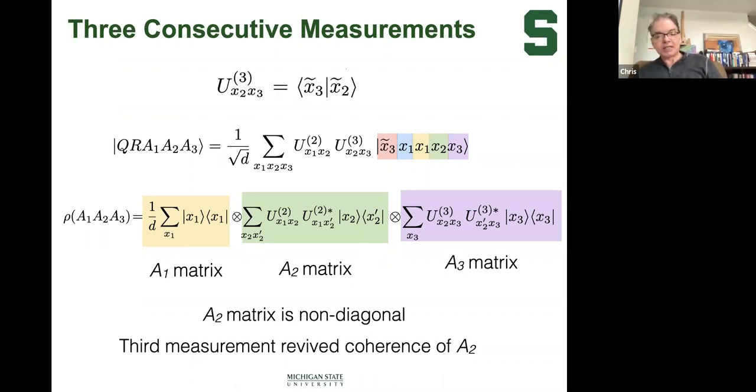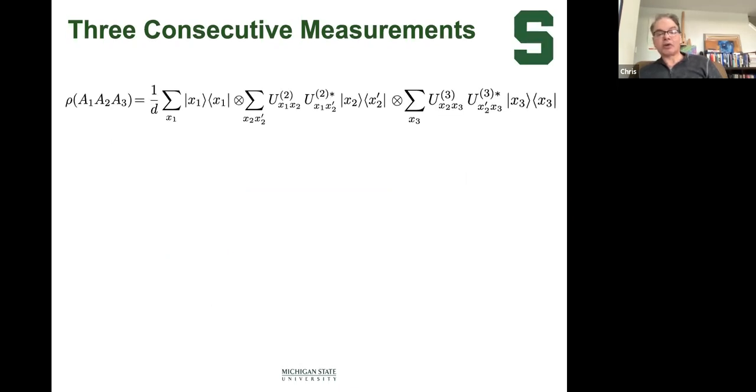So what happens here is that apparently the third measurement revives the coherence of A2. You know, when I said that A2 was incoherent, well, it was incoherent in the sense that you could amplify it. Now you can't amplify the second measurement device anymore without destroying its entanglement with everything else. You can amplify the first, you can amplify the last, you cannot amplify the second. So what went on here? All right, let's take a look at it first.